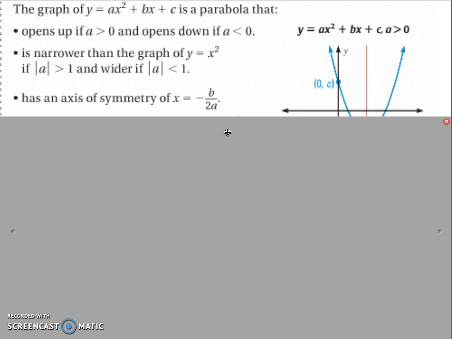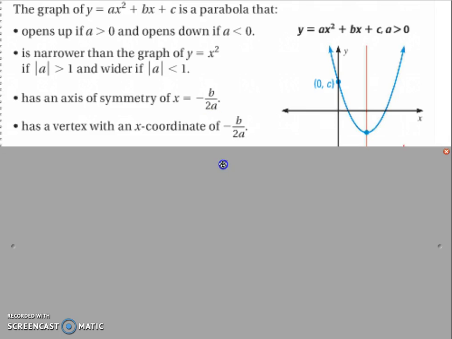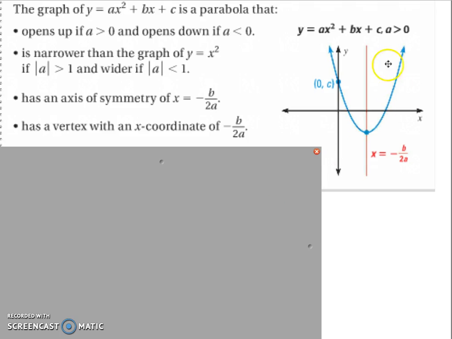Your axis of symmetry. This is part of your quadratic formula, the opposite of b over 2a. That's going to tell us where our line of symmetry is, where you can fold your parabola in half. And that's also the x part of your vertex coordinate. So you can see that starting to show up over here. This red line is our axis of symmetry with an x value of the opposite of b over 2a.